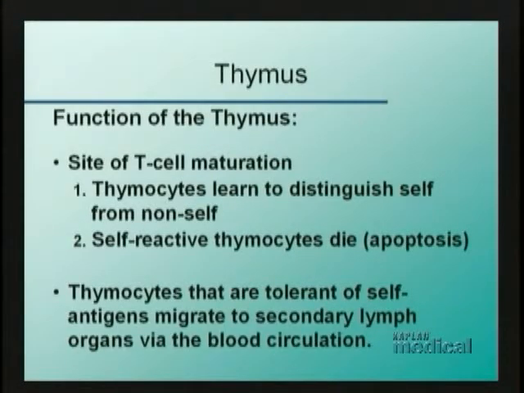The functions of the thymus, particularly in the cortex, make it a site of T cell maturation, where the thymocytes learn to distinguish self from non-self. Only the thymocytes that are tolerant of self-antigens are selected and allowed to migrate down to the medulla and pass out of the thymus into secondary lymphatic organs via the vascular circulation. The self-reactive thymocytes, which will be the majority of the thymocytes, die through programmed cell death, or apoptosis.